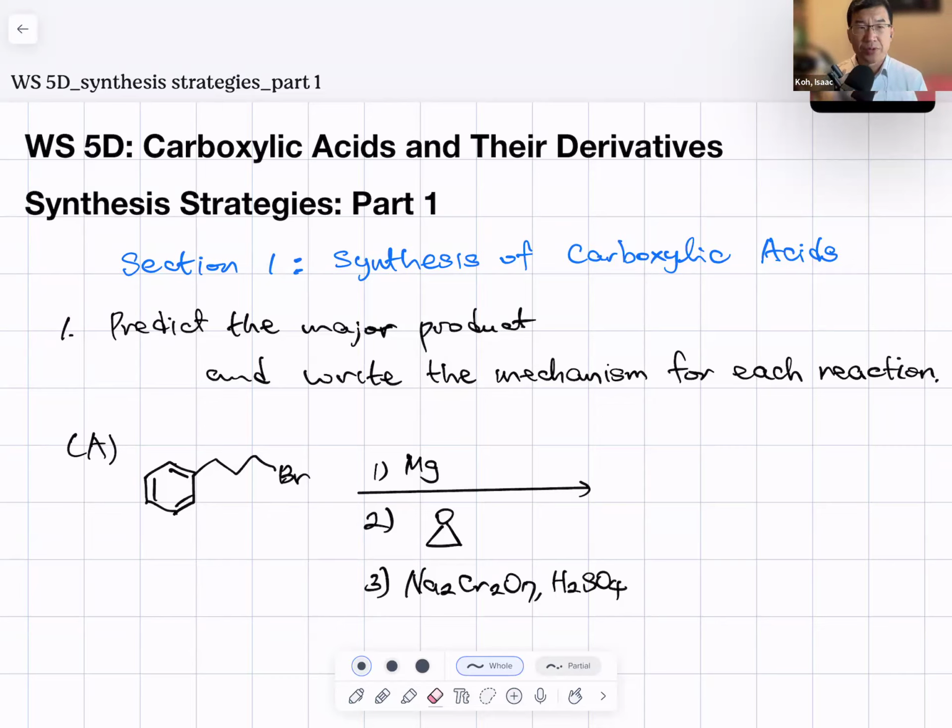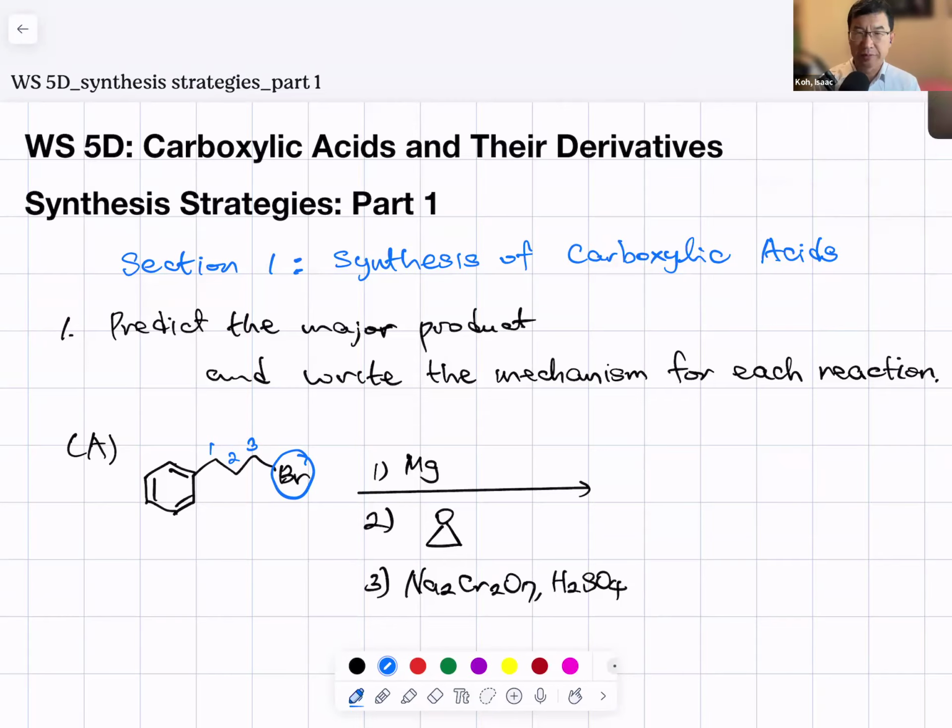We are given a benzene ring, and outside of the benzene ring we have three carbons. Let me number the carbons here: 1, 2, 3 carbons, and we see that it is an alkyl bromide. Let's look at the alpha carbon. Alpha carbon has one alkyl group, so this one is a primary alkyl bromide.